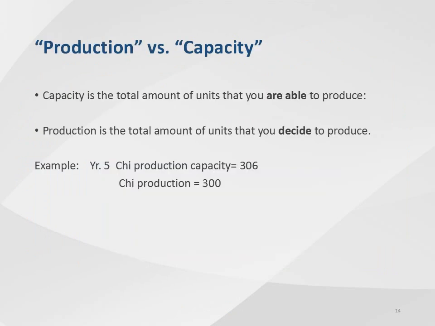Production versus capacity. Capacity is the total amount of units that you're able to produce. Production is the total amount of units that you decide to produce. So for example, in year 5, the capacity of Chi was 306, but the people before you decided to produce 300 units.